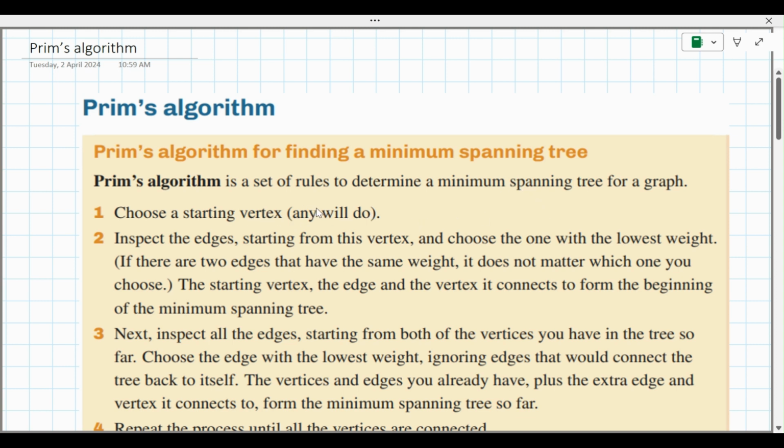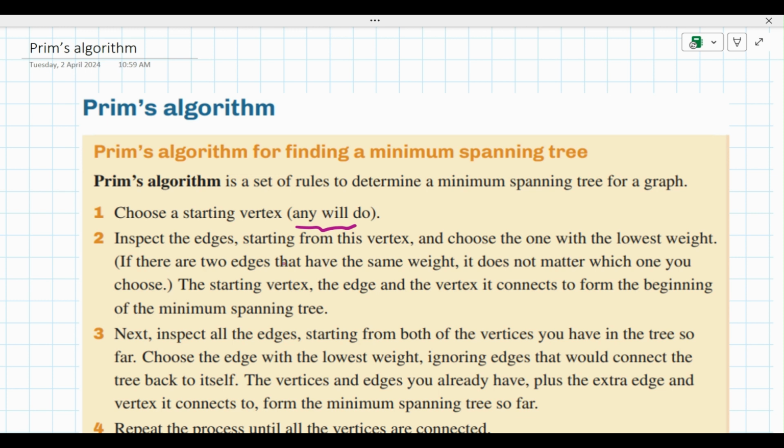So we're choosing the vertex. Any vertex can do. Inspect the edges from that vertex and choose the one of lowest weight. So lowest weight is the second step. If there are two edges with the same weight, then it doesn't matter which one you choose. Then the start vertex and edge connect to form the beginning of the minimum spanning tree.